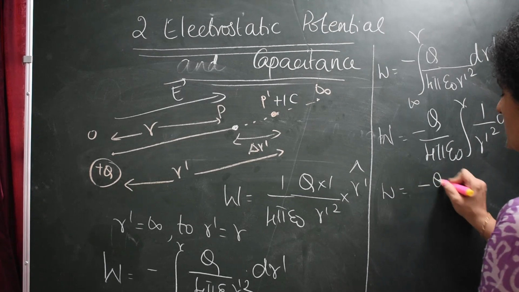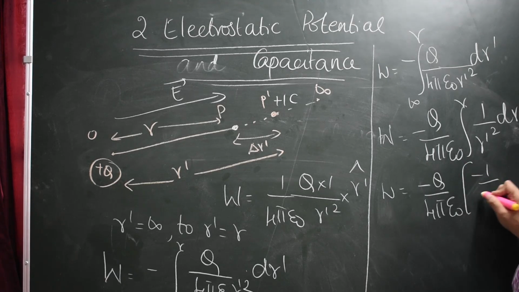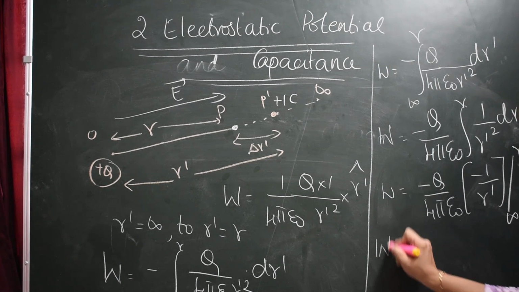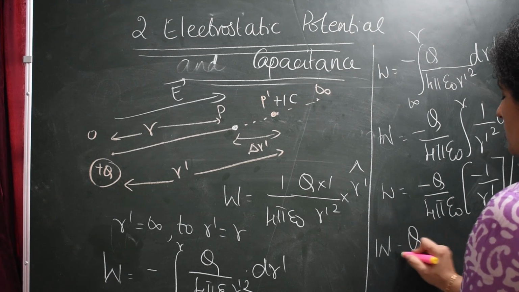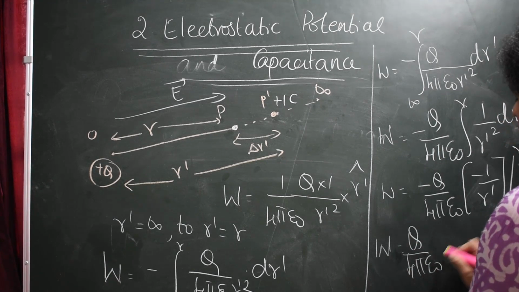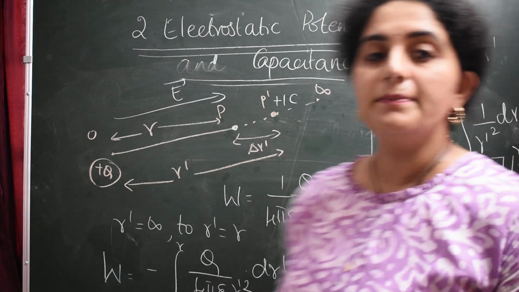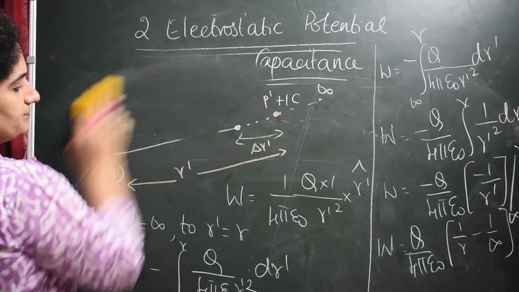So you have W as minus Q by 4 pi epsilon naught into minus 1 by r dash, from the limit infinity to r. So W will be equal to, minus into minus will be plus, Q by 4 pi epsilon naught into 1 by r minus 1 by infinity. 1 by infinity will be 0. I will erase this one.